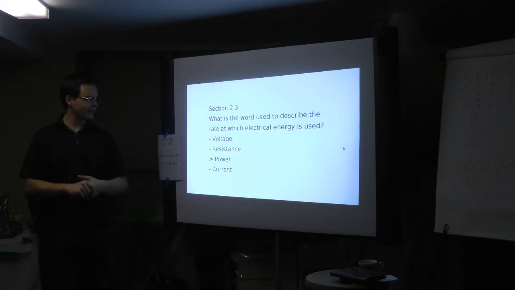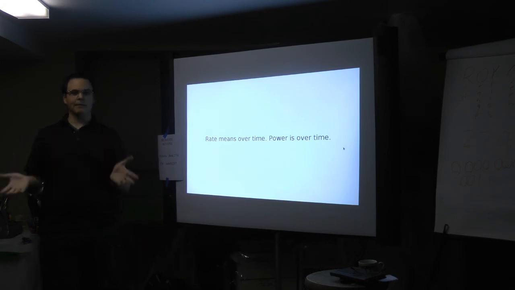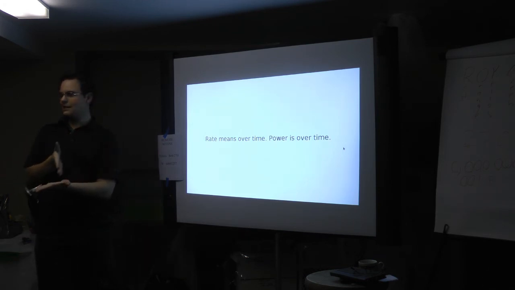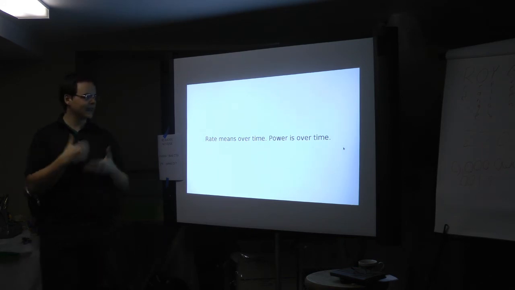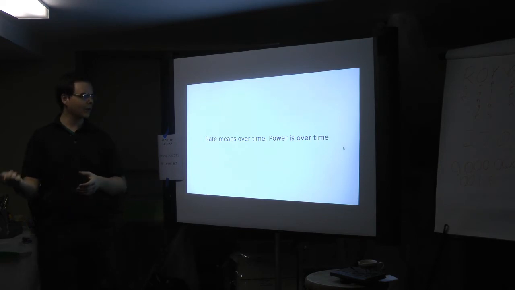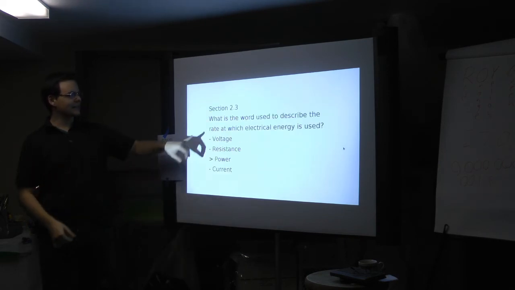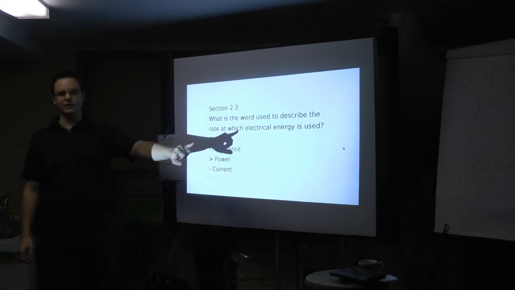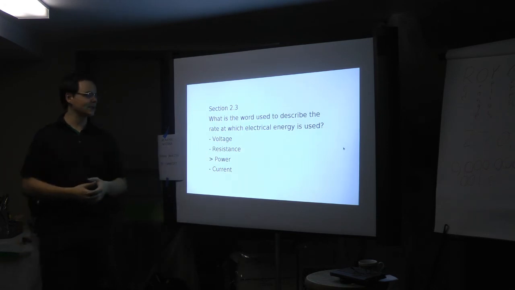And we have power. So again, next slide. Rate means over time, right? Current measures an instantaneous point in a circuit at an instantaneous time, how many electrons are in this particular section of wire, essentially. But power is over time, that is per second, how many electrons are being used to produce work, or joules. So when we go back, specifically because it says it describes the rate at which electrical energy is used, it has to be over time, so it's power.